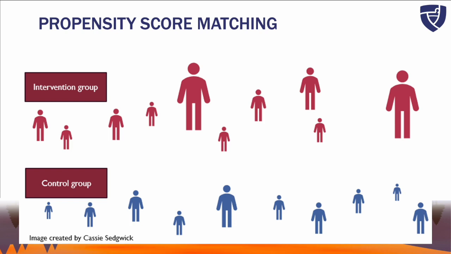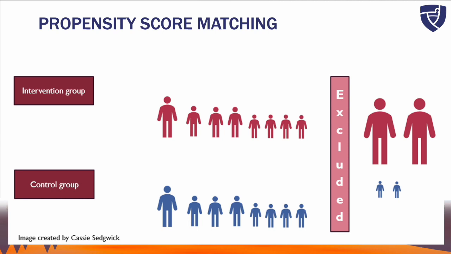So here's a visual example of what propensity score matching may look like. Here we have many participants in each group with differing baseline characteristics. A propensity score is calculated for each participant and is illustrated in this image by the size of the person. The larger the image, the greater the likelihood that they would be in the intervention group. We then match participants based on propensity scores. Again, in this image, it's demonstrated by the size of the figure.